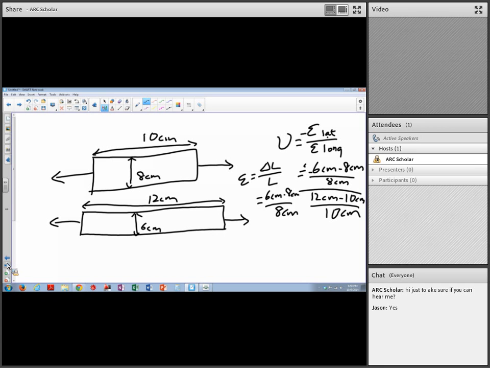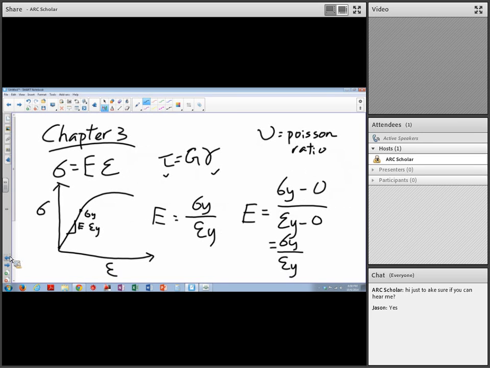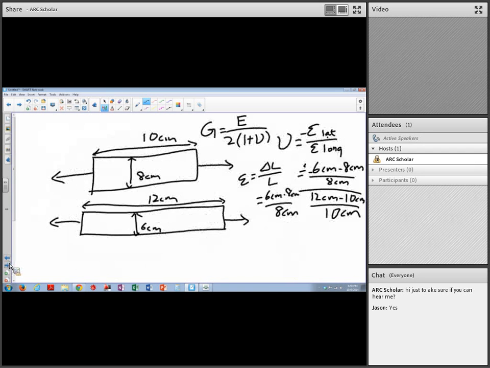And the Poisson ratio is an equation that relates the transverse strain to the longitudinal strain. This is the Poisson ratio, and G is always this one. So that's basically all of chapter 2, and those are all the equations for the two chapters.